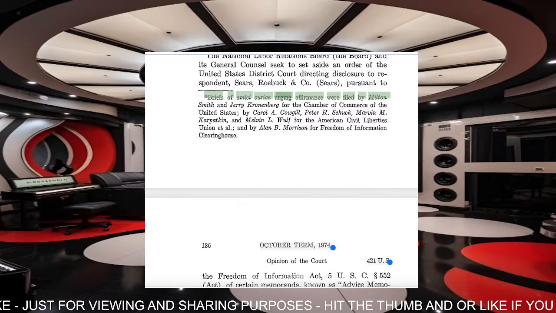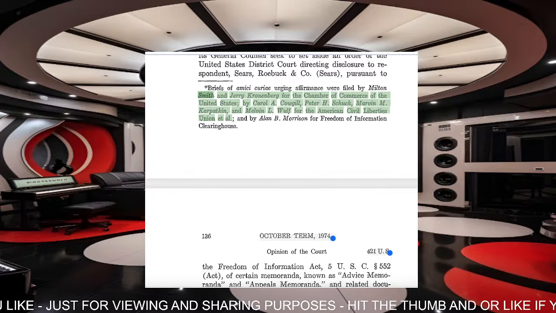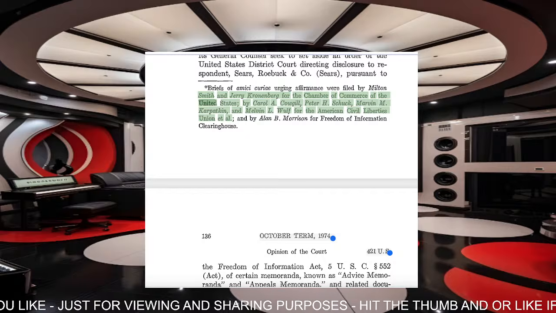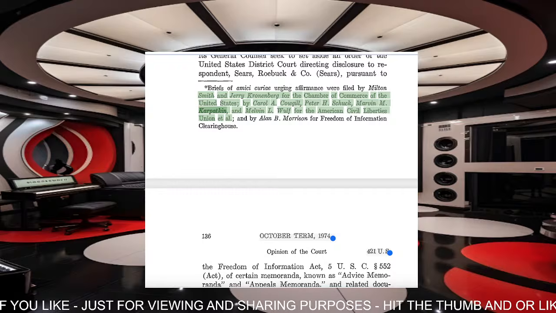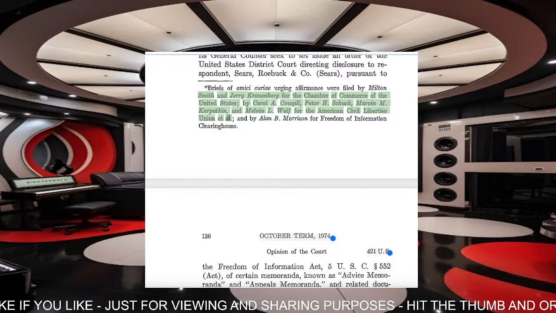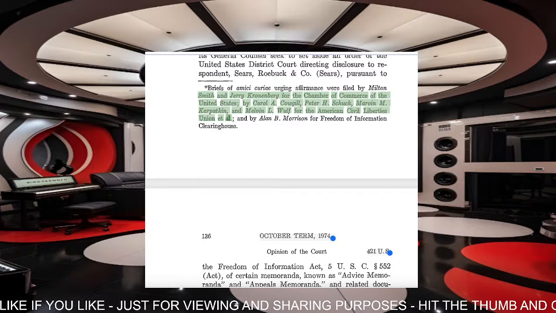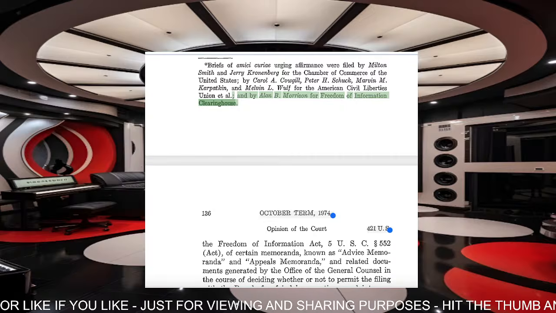Briefs of amici curiae urging affirmance were filed by Milton Smith and Jerry Cronenberg for the Chamber of Commerce of the United States; by Carol A. Cowgill, Peter H. Schuck, Marvin M. Karpatkin, and Melvin L. Wolfe for the American Civil Liberties Union et al.; and by Alan B. Morrison for Freedom of Information Clearinghouse.